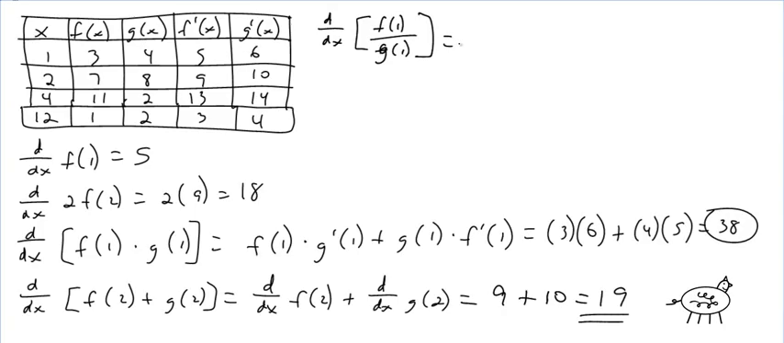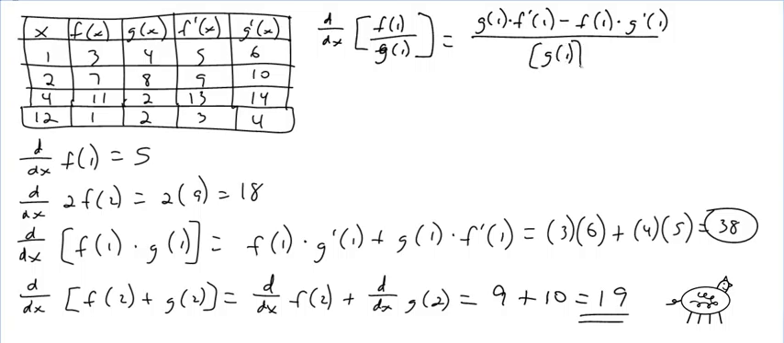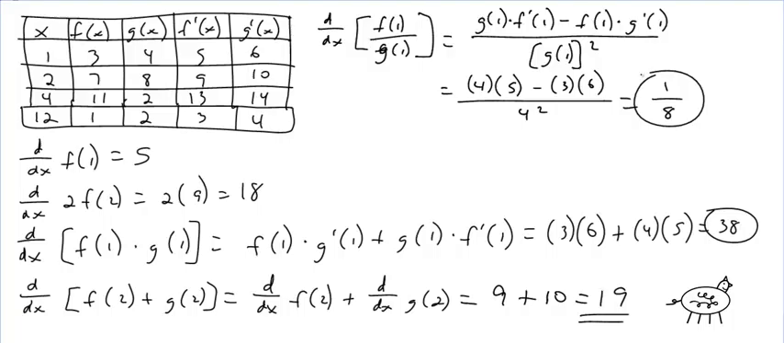Okay, what are we going to do here? We're going to do the quotient rule. So let's actually just write it out. I think it's a good thing to write it out. It's the bottom times the derivative of the top, so times f prime of 1, minus the top times the derivative of the bottom, all over the bottom squared. And so we're going to have, let's see, 4 times 5 minus 3 times 6, all over 4 squared. Sweet. And you simplify all that and you get 1/8. Okay, it's not bad.